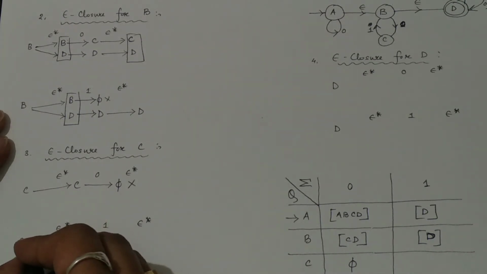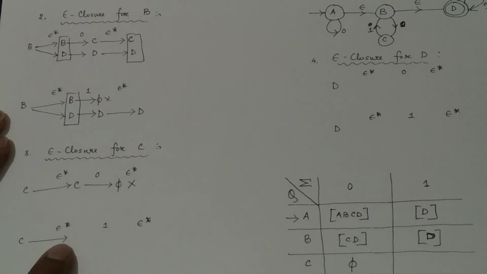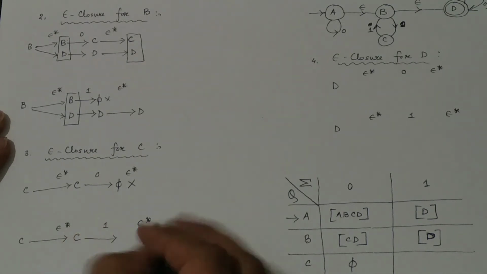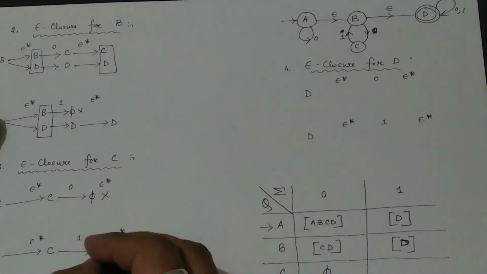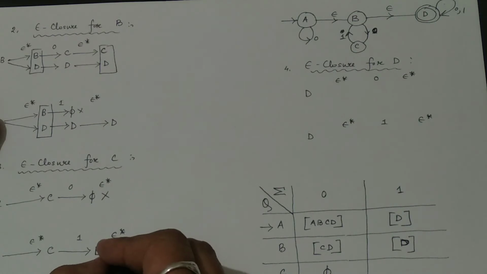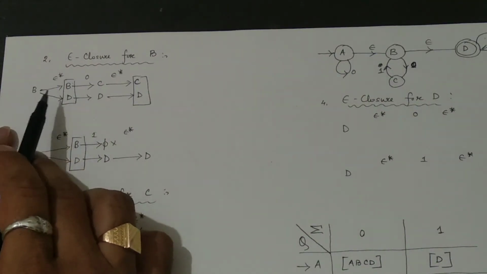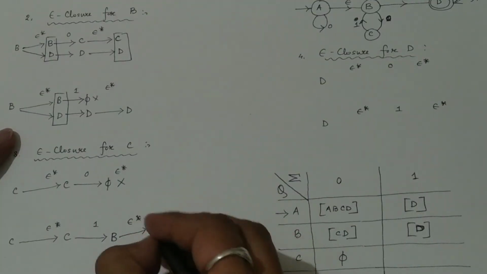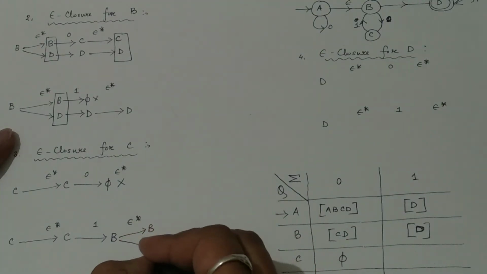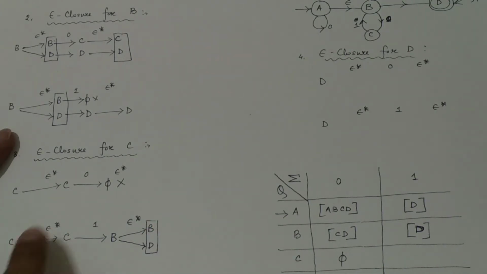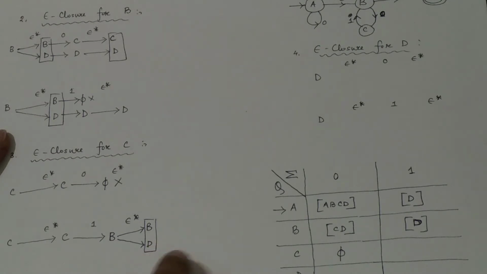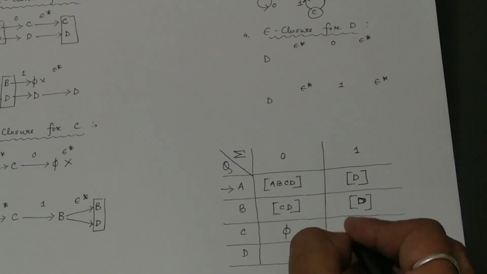Epsilon closure for C, I have already found out: C. Then C on 1, is there any 1 transition for C? Yes. Now B epsilon closure, I have already found out over here. So B epsilon closure means B and D. Therefore, the epsilon closure of C over the input alphabet 1 will be BD. So BD, I can write it down over here.